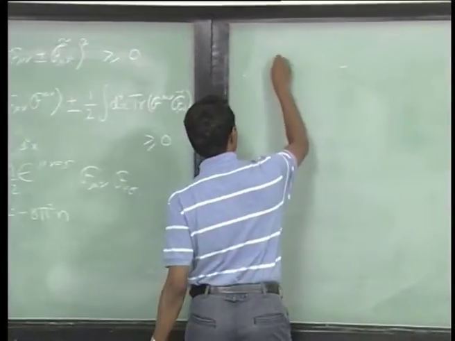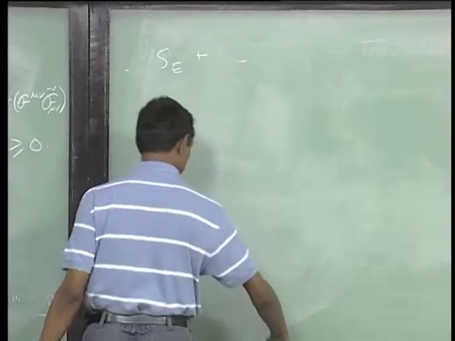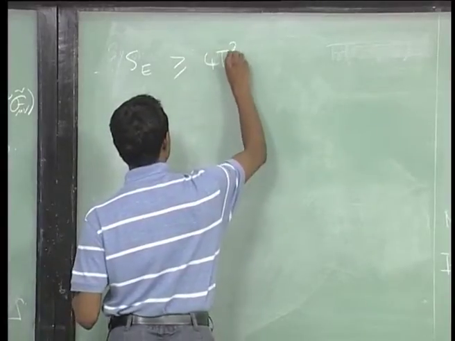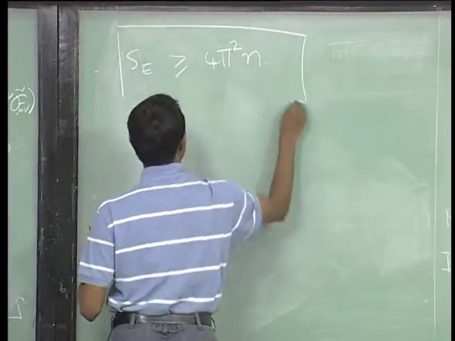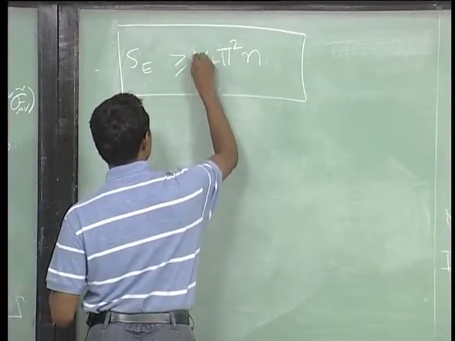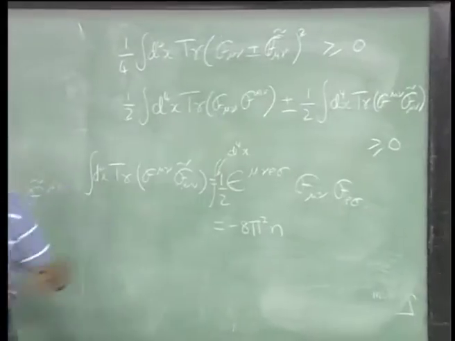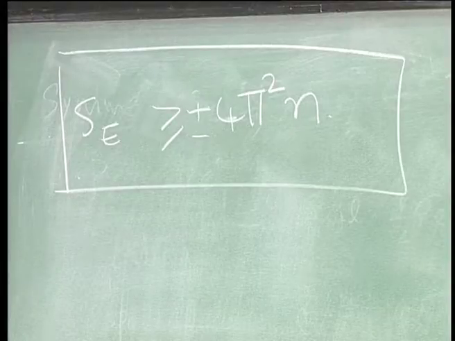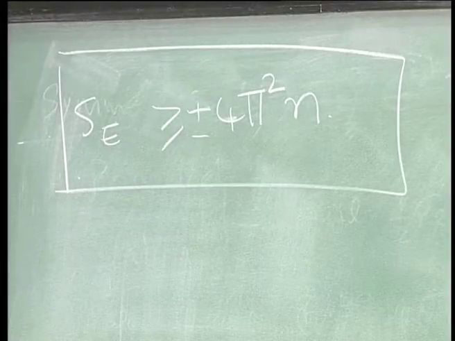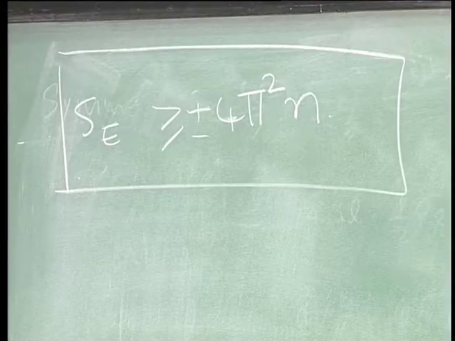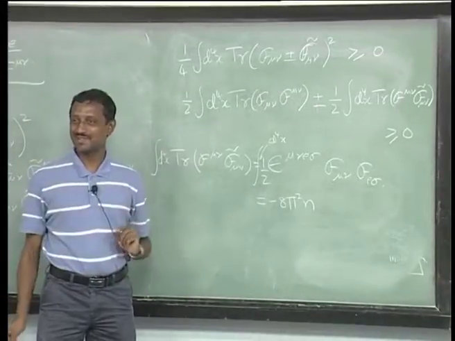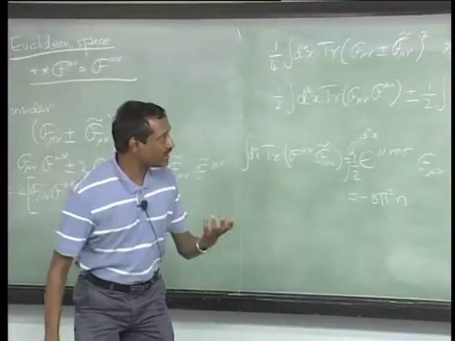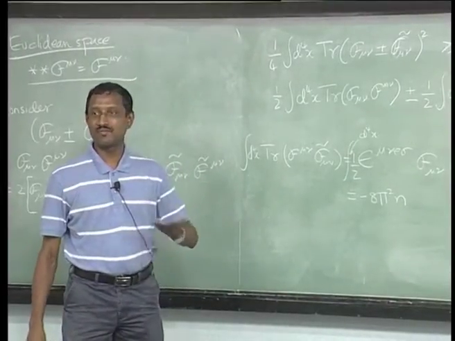So what we get is S Euclidean plus or minus, I will take it to the other side, is greater than or equal to 4 pi square n, because there is a further half out there. Hopefully at least it is self consistent. I am not saying this is the correct answer, assuming my 16 pi square was correct. But the point here is that the Euclidean action is bounded from below.